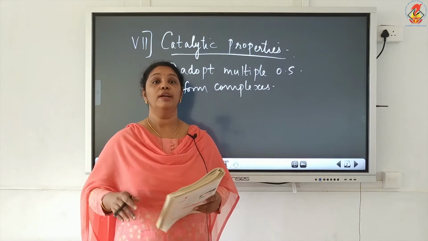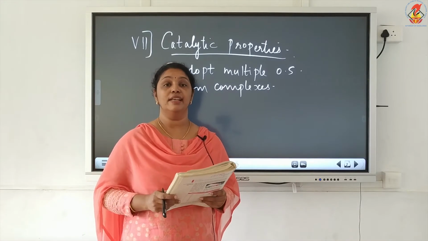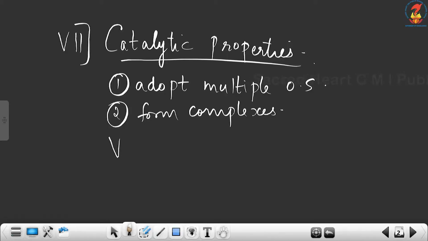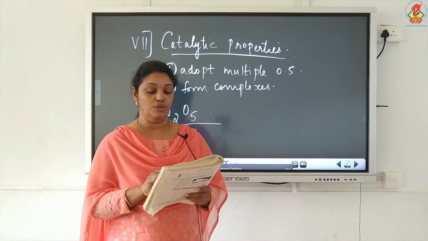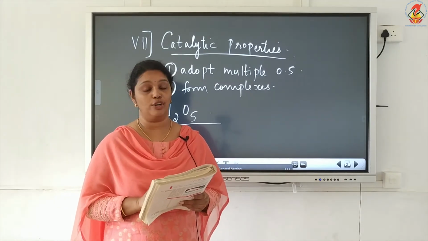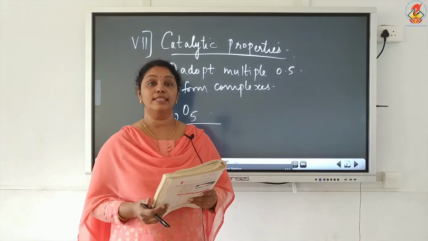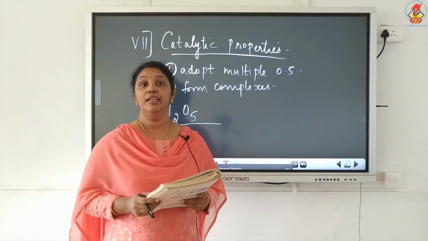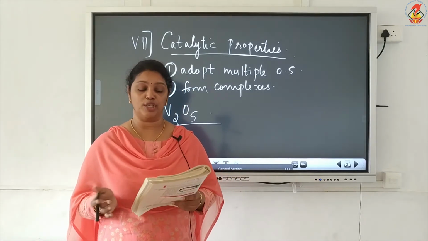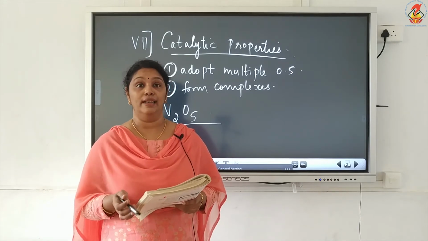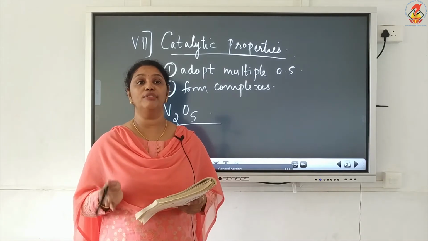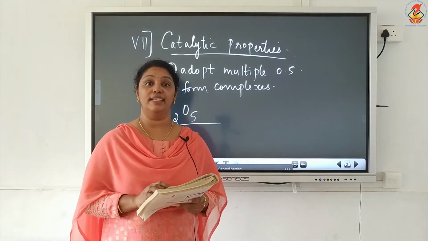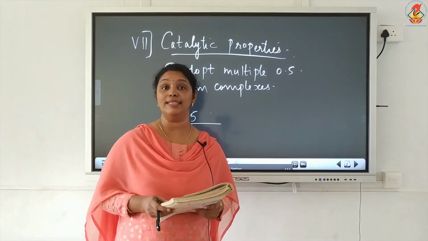An example for transition elements acting as a catalyst is vanadium pentoxide, V2O5. Vanadium is a first transition series element, and vanadium pentoxide is used in the contact process in the manufacture of sulfuric acid. Next example, finely divided iron is used in Haber's process in the manufacture of ammonia, and nickel is used in catalytic hydrogenation. Hydrogenation means addition of hydrogen to a double bond. These are examples where transition elements are used as catalysts.